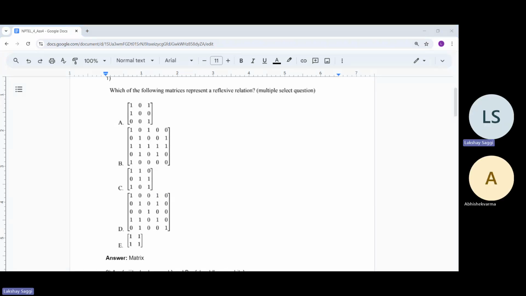Okay, so someone has joined the meeting. Hi Abhishek. We have just started discussing the problems. I'm at the first question only. The first problem asks which of the following matrices represents a reflexive relation? And it's a multiple select question, so multiple options can be correct. These are matrices given to us, and we have to find out which of them represent a reflexive relation. First, I'll be discussing, as has been discussed in the lectures also, what the matrix representation actually means.